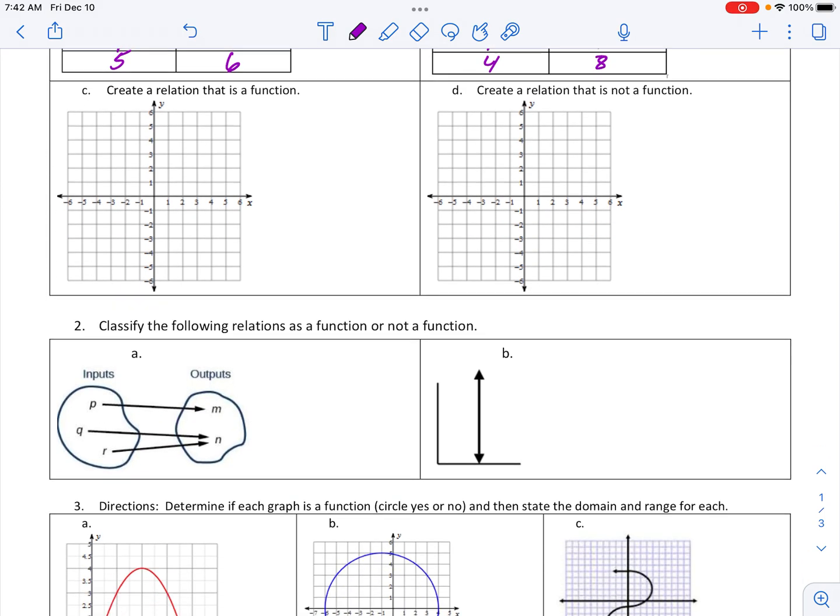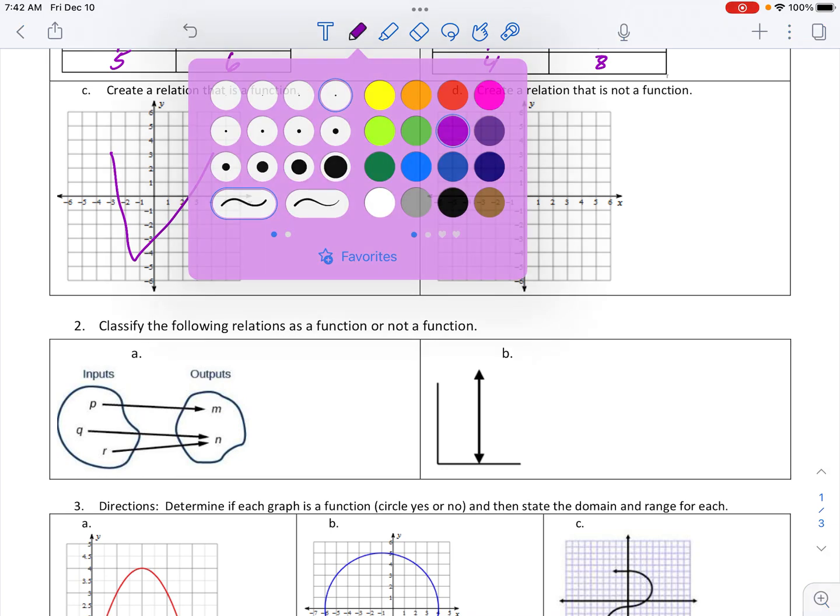From a graph viewpoint, it passes what we call the vertical line test. So examples of a relation that is a function: it could be V-shaped, it could be U-shaped, various U's, it could be just a line, it could be kind of just a squiggle. All these that I've been drawing are passing what we call the vertical line test.